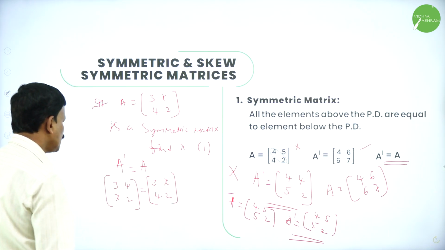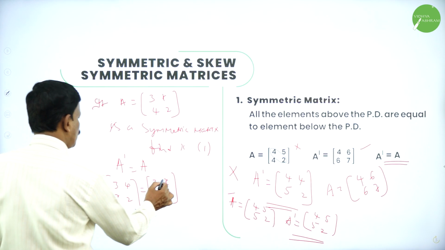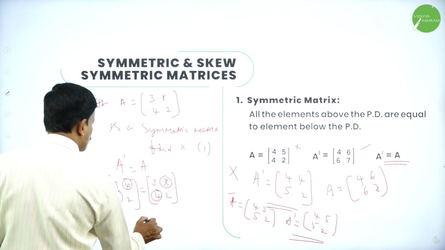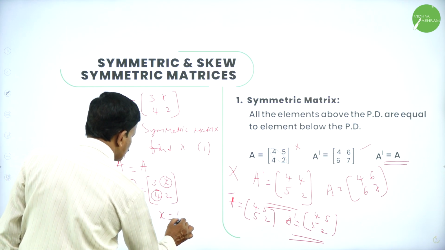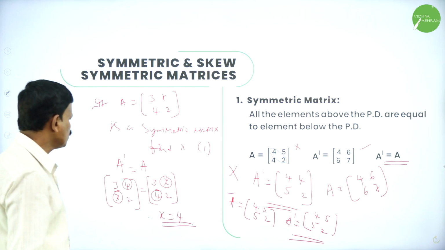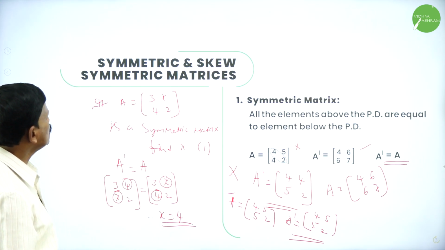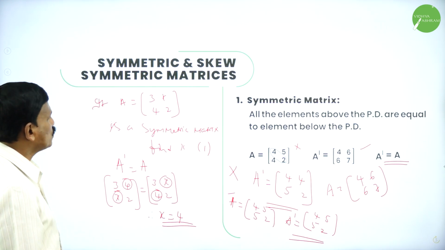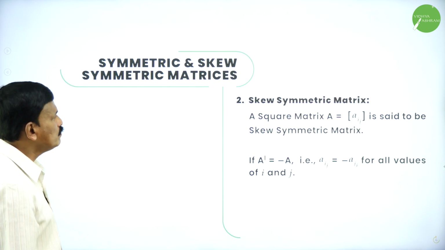So here what you will get? See here, the value of x here is equal to 4, the value of x here is equal to 4. So therefore, the value of x is equal to 4. That's all. Very simple question it is. So it's a simple problem. Right. Now let us take one more problem based on skew symmetric.